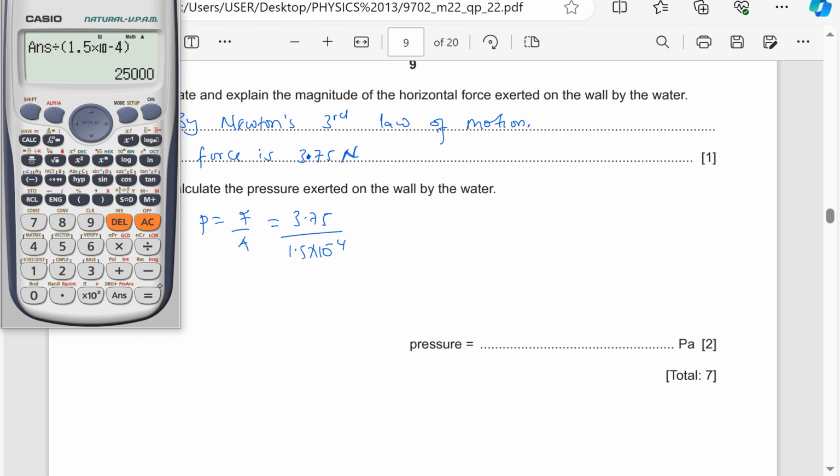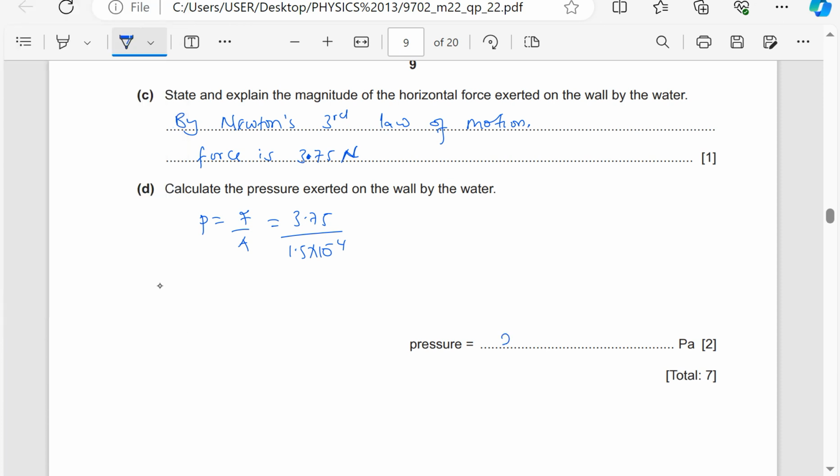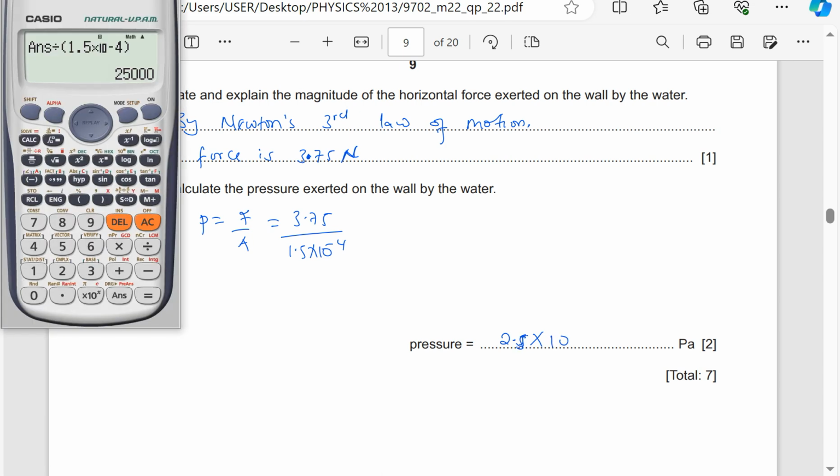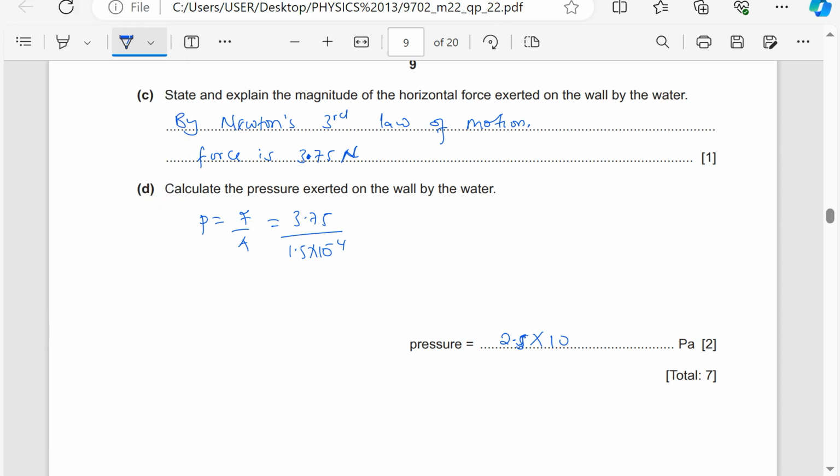So this is 25,000 or 2.5 times 10 to the power of 4. This is 25,000 pascals, or 2.5 times 10 to the power of 4.